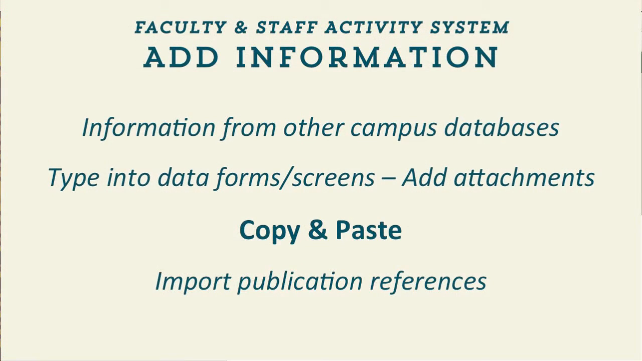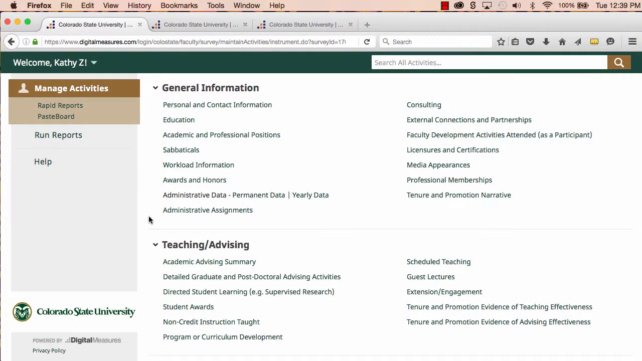The third method of adding information into the FSAS is to copy and paste. In some cases, I may have a lot of information, including narratives, that I've already typed into another document. The last thing I want to do is retype all of this information. So I can speed up the process by copying from an existing document and pasting information into the FSAS. If you have a large monitor or multiple monitors, then you can have two windows open next to one another, and copying and pasting is a really straightforward process.